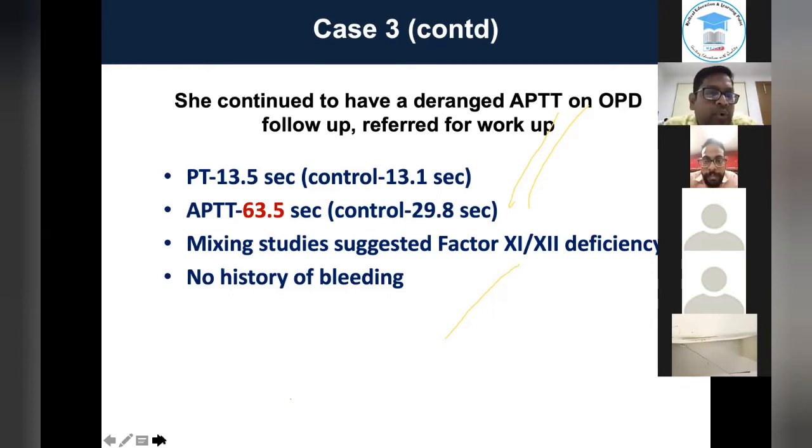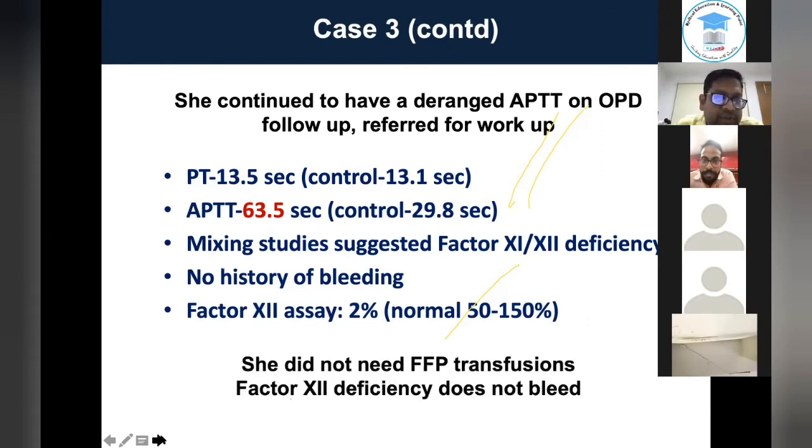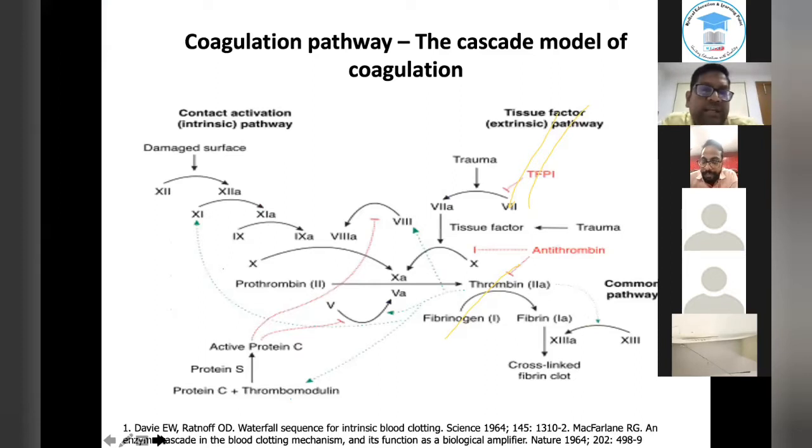But the most important thing was that the patient never had a history of bleeding. So a factor 12 assay was performed and it was found to be 2%, where the normal value is 50 to 150. And whether you are aware or not, remember, factor 12 deficiency patients do not bleed. So actually, the patient did not require an FFP transfusion. So let's see why this misinterpretation has happened.